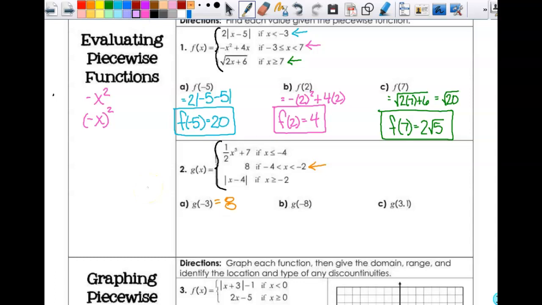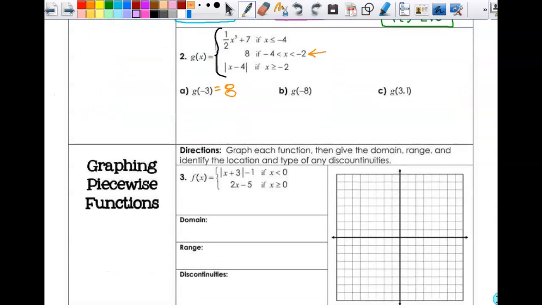Then g of negative 8, where does negative 8 fit? First, second, or third? The first one. So this gives me 1/2 times negative 8 cubed plus 7. Okay, so once again, no calculator. Let's think smarter, not harder.